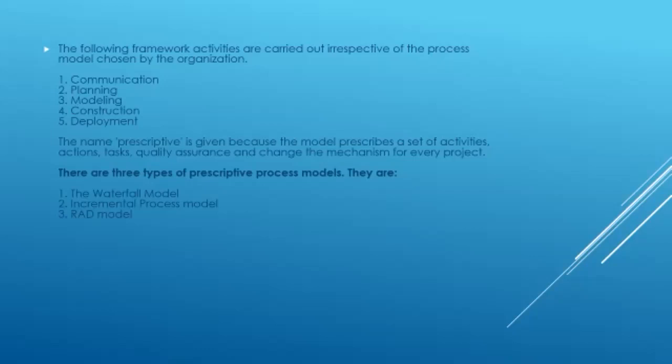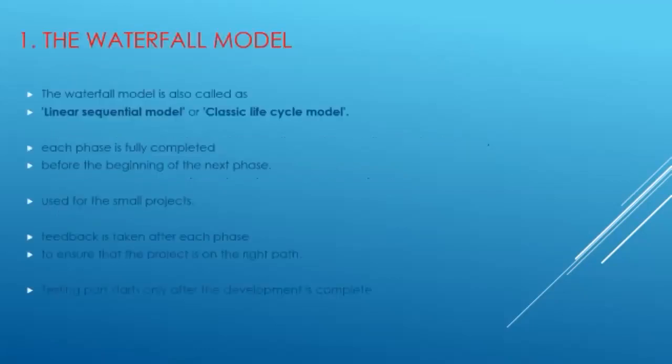They are called that because they follow some rules for correct usage. In this model, various activities are carried out. There are three types of prescriptive process models: number one, the waterfall model, incremental process model, and RAD model. We will learn these models in brief.